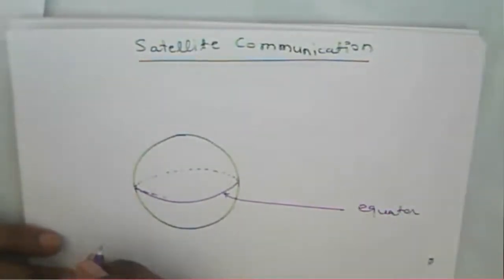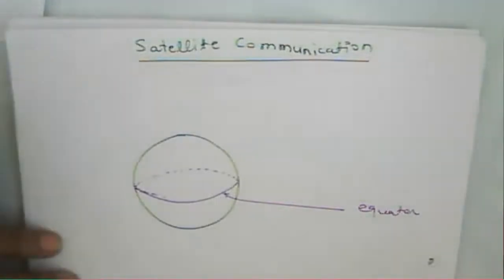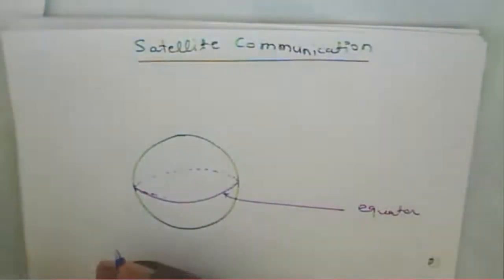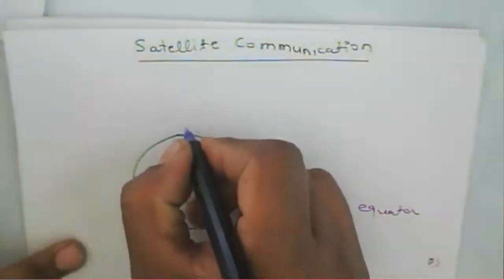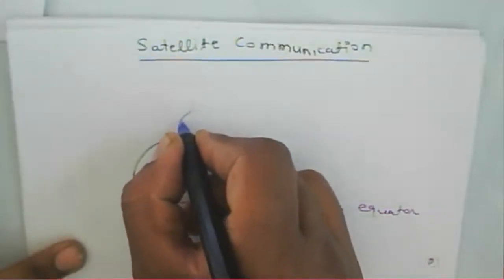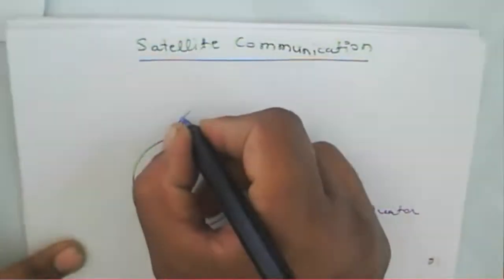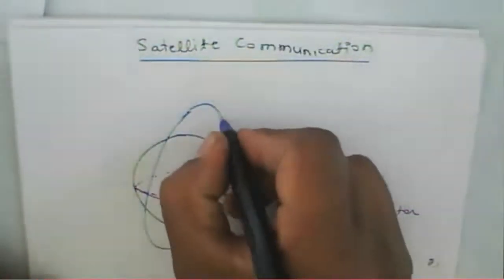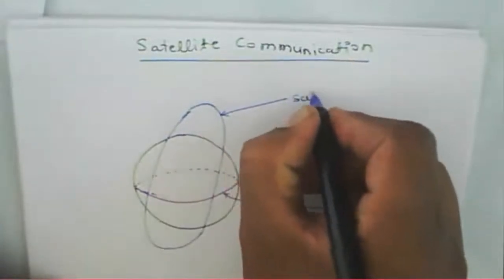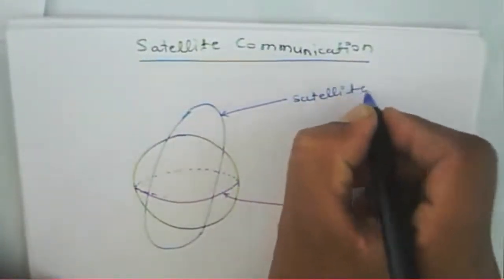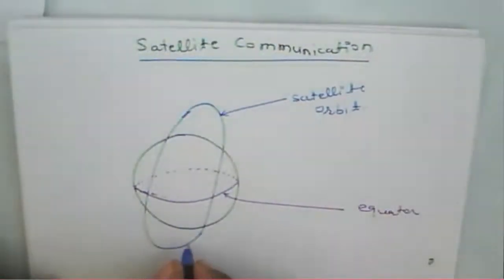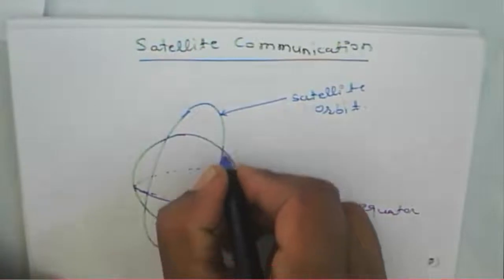Now we can consider that we have the satellite orbit, or we can say a satellite path. Consider that this is your satellite orbit. Now I am saying that a satellite is rotating.